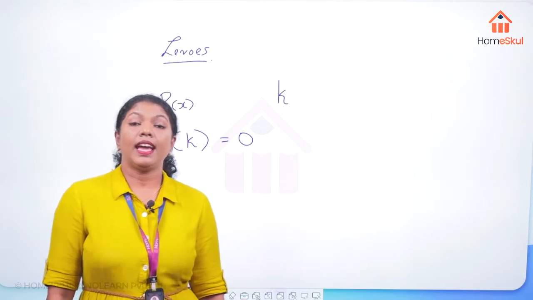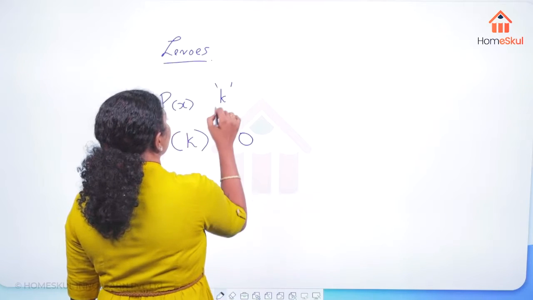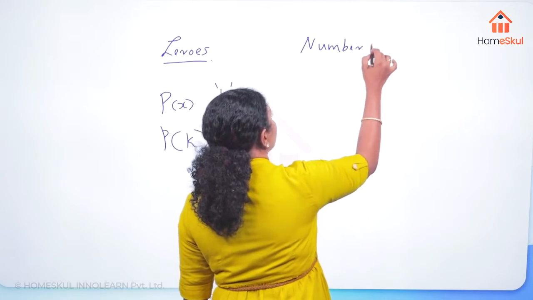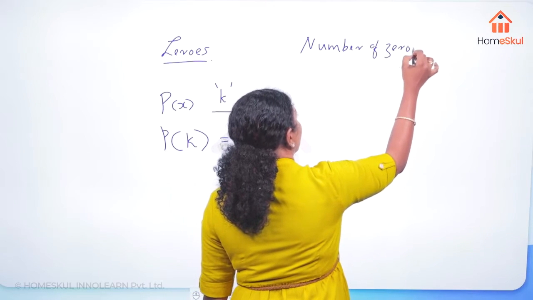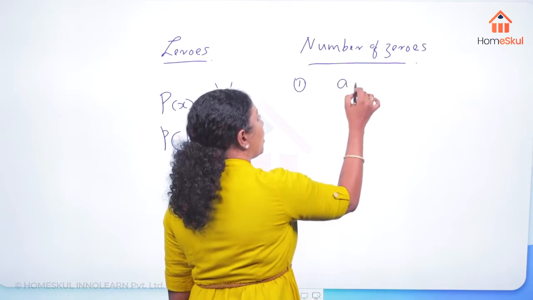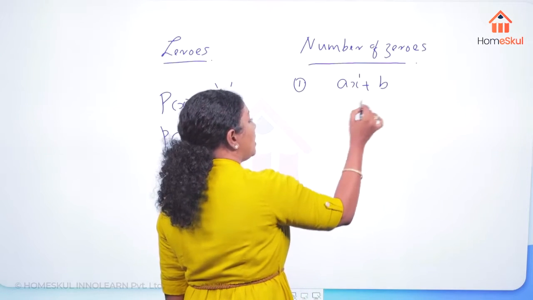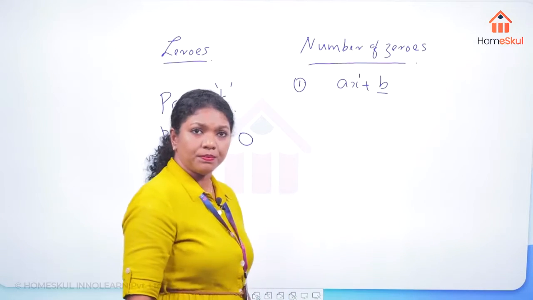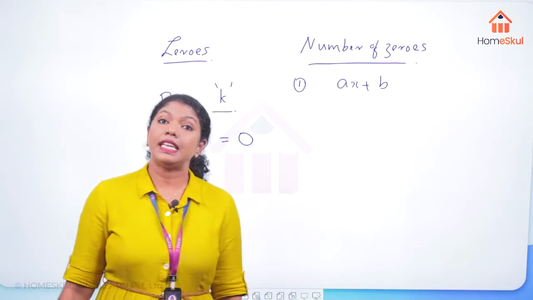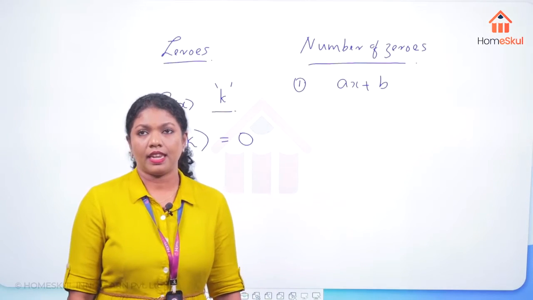Right? And number of zeros. What is the meaning of number of zeros? So how many zeros will be there? That is also important. First thing, if it is a linear polynomial, ax plus b, that means an x will be there with the power 1, and there can be a constant term. So ax plus b is a linear polynomial. So this will be a line.